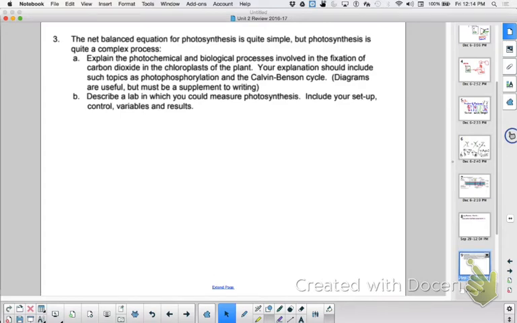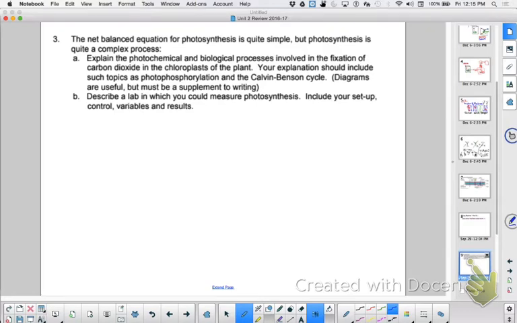So a net balanced equation for photosynthesis is quite simple, but photosynthesis is quite a complex process. The first thing when I read something like that, I would make sure I knew how to write the equation for photosynthesis. Can you write the equation? Assist me in the process, please. How would I write this equation? 6H2O. Okay, where do you think you should start though? Where would be a good place to start?